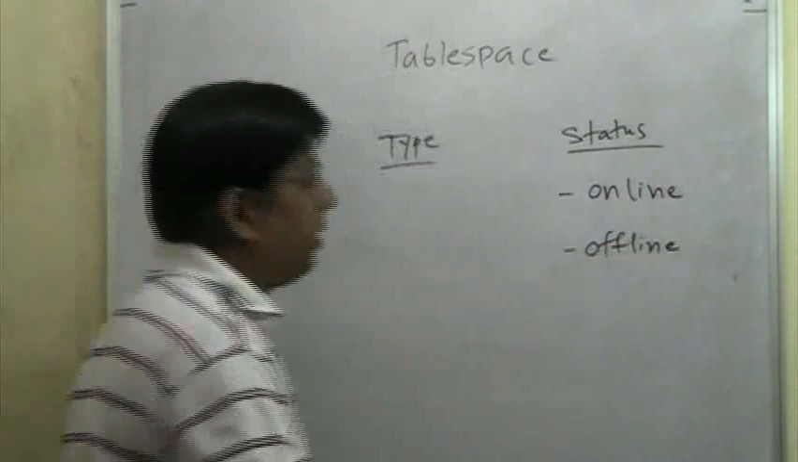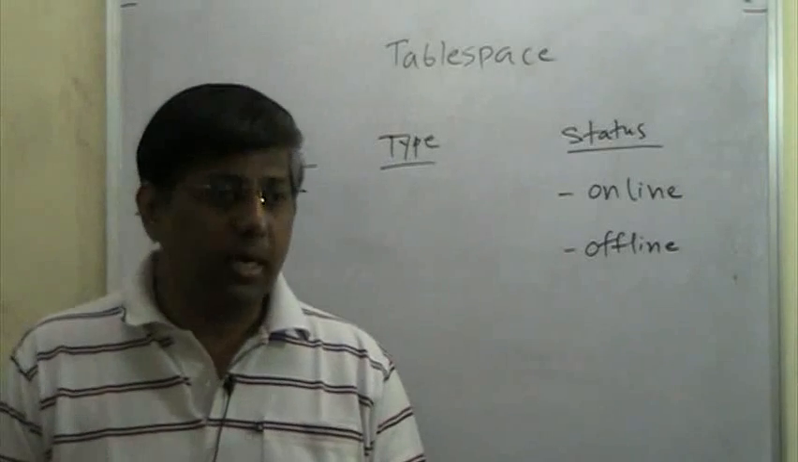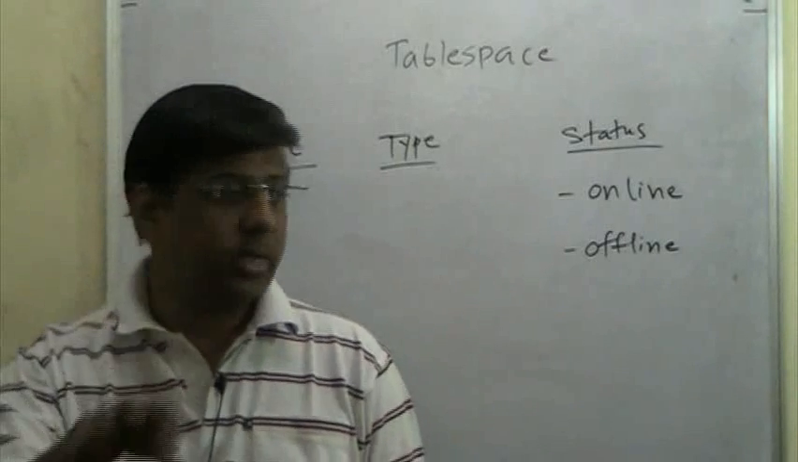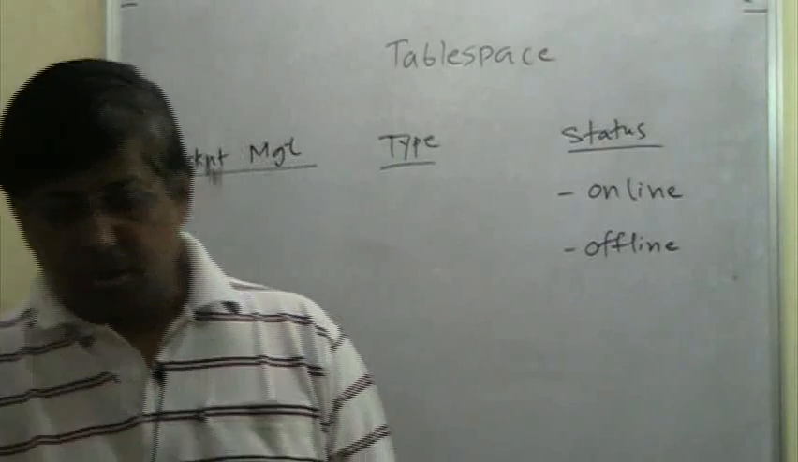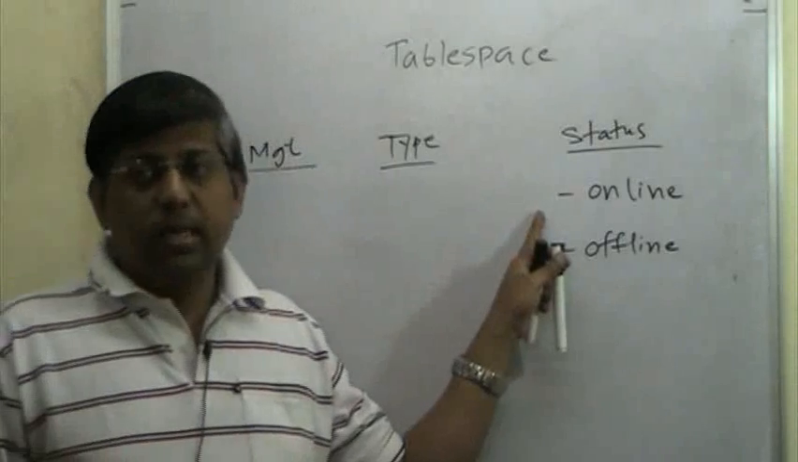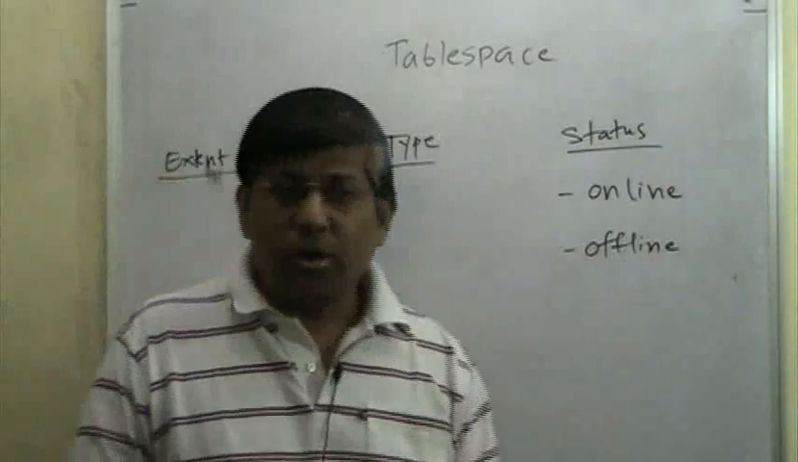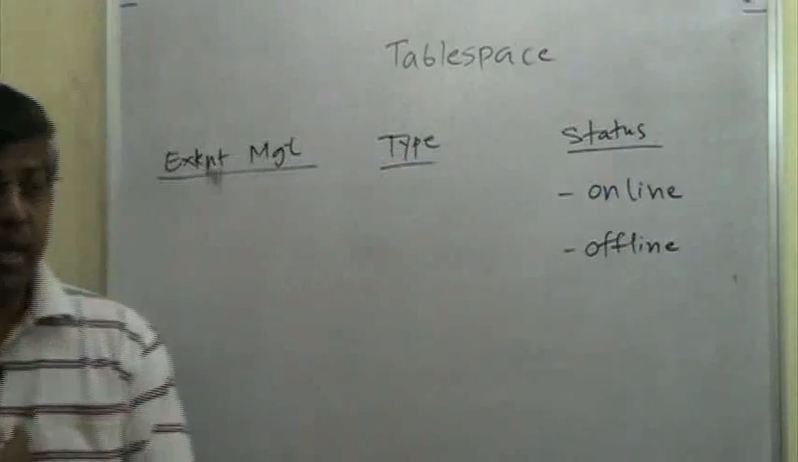What is the meaning of having a status which is online? Online means, by default the status of a table space is online. It means people can come and do whatever activities with the data inside that table space, provided they have the privilege. Obviously, just because the table is there and the table space is online, that doesn't mean that you can select from that table. You have to have the privilege. So a table space online means it is operational. Table space offline means nobody can do anything with that.